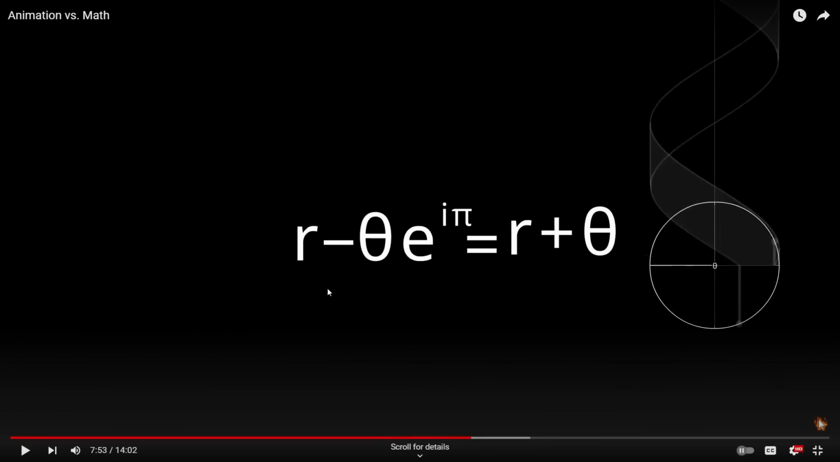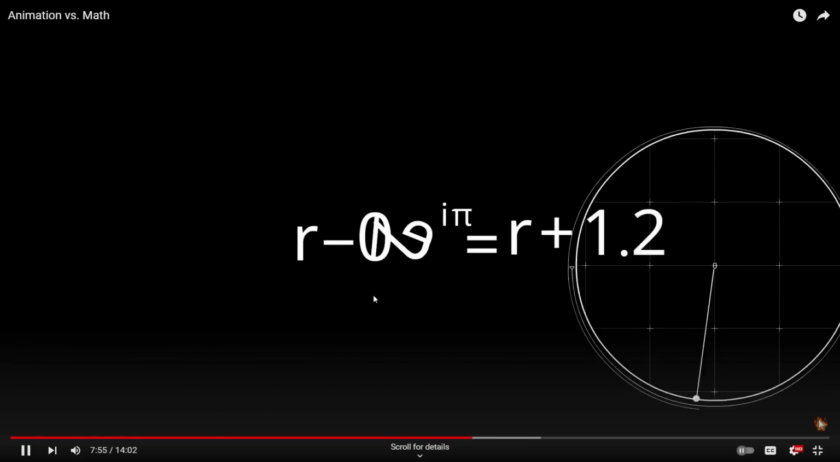This makes sense because you have r here. I assume that represents the radius. And then you have theta times e to the power of i pi. And recall that this number here is -1. A negative number times a negative number is positive, so this is going to come out to er plus pi. And both of these sides equal each other, so that's right.